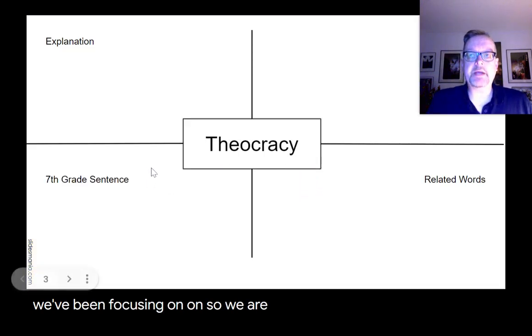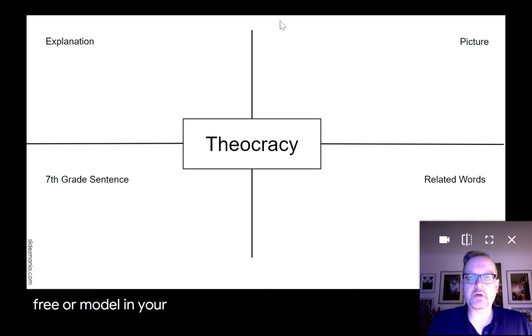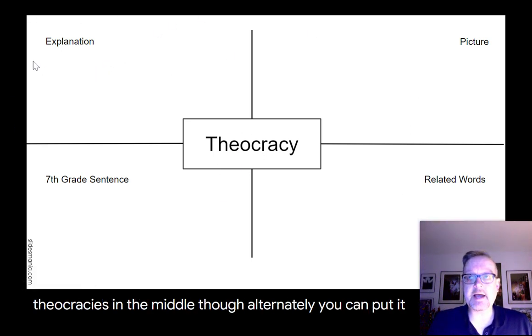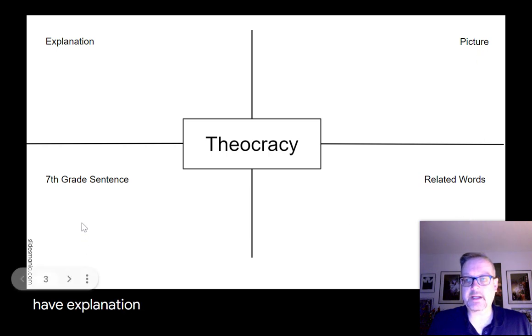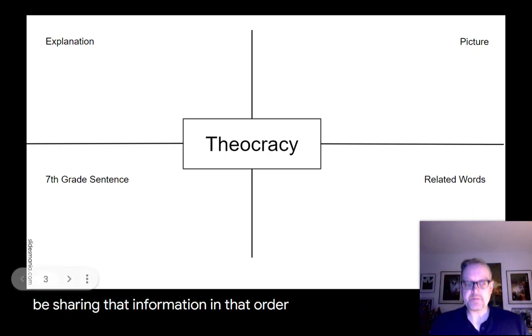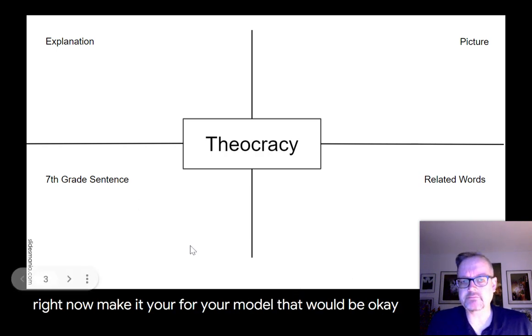So, where are we beginning? Well, you want to make a Frayer model in your notebook, like what you see here, where theocracy is in the middle, though alternately you can put it at the top. We have explanation, picture, related words, and 7th grade sentence. I'll be sharing that information in that order. If you want to pause the video right now, make it your Frayer model, that would be okay.